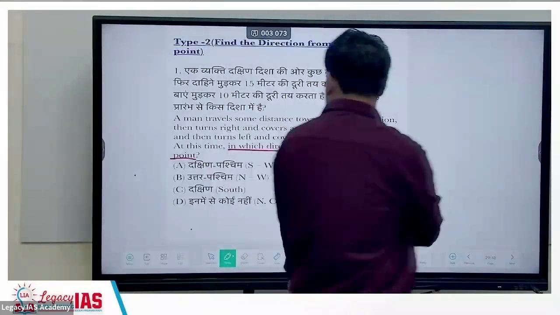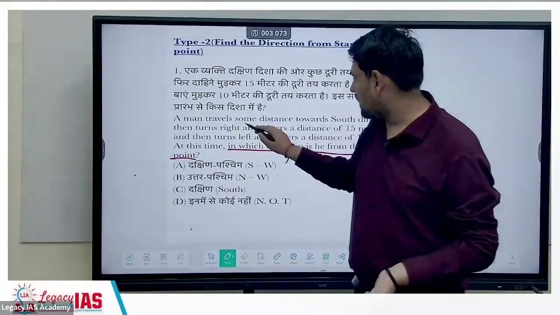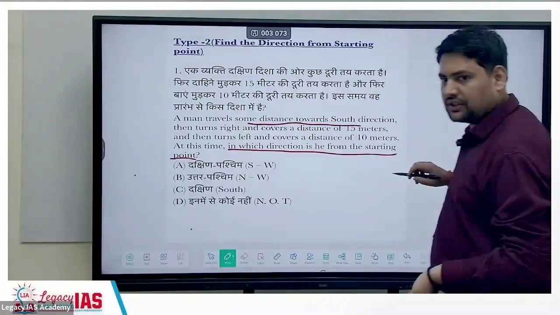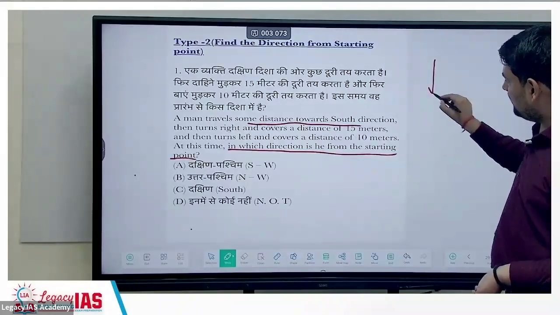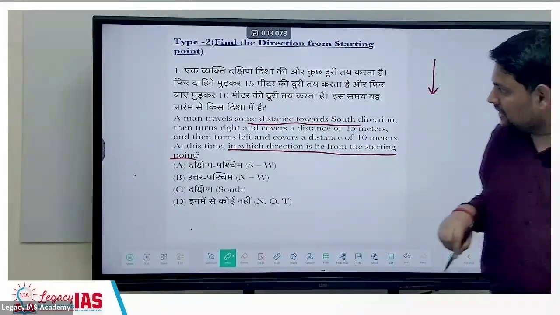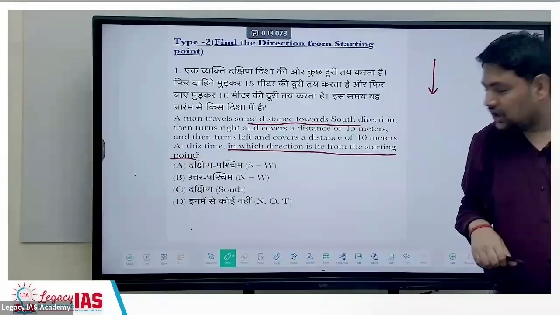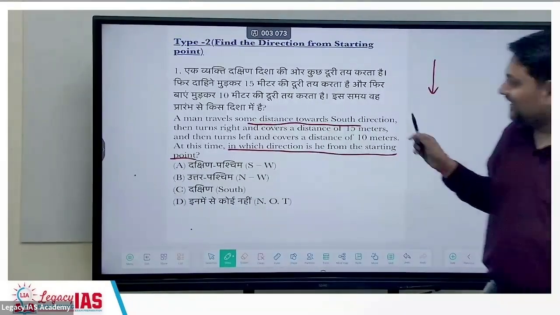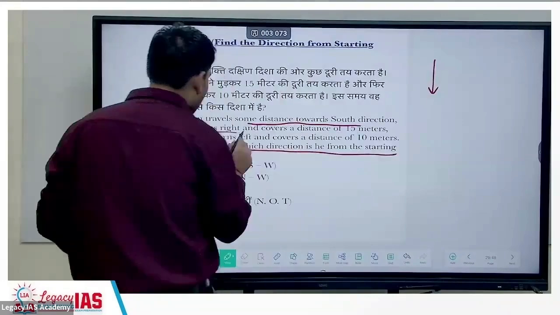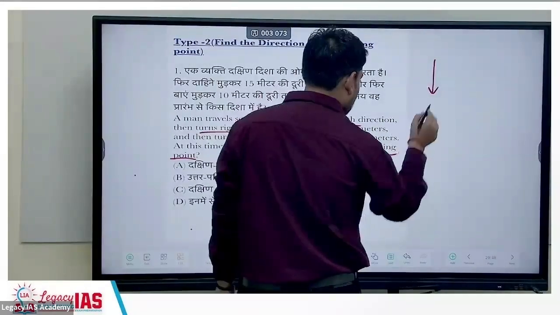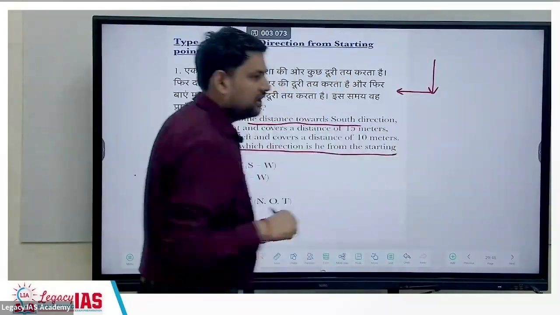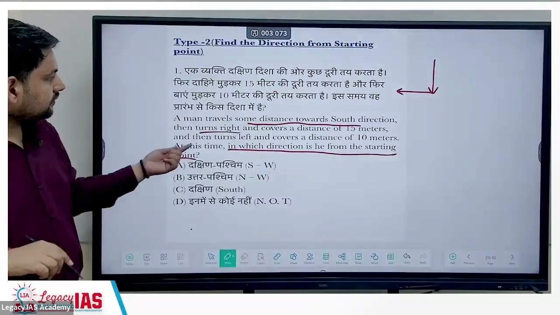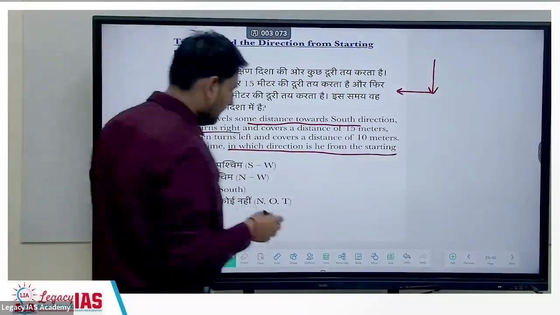Let's see. A man travels some distance towards the south direction, then turns right, then turns right again, and covers a distance of 15 meters.